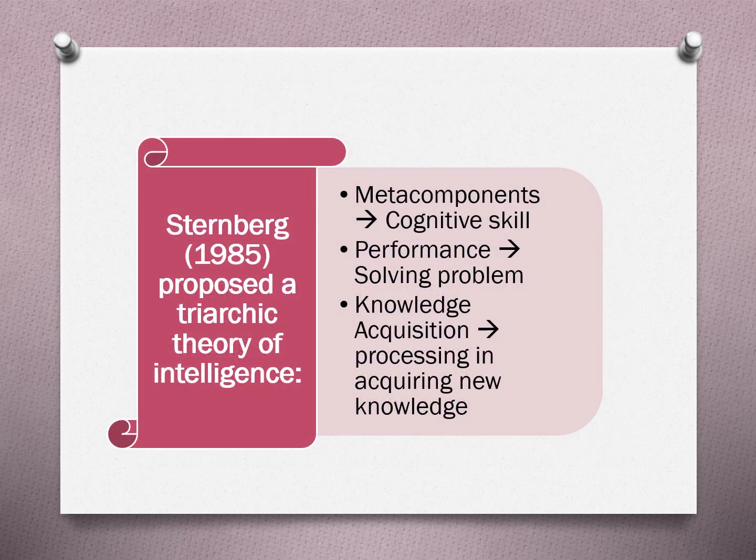Then Sternberg defines it as a triarchic theory of intelligence, which has meta components like cognitive skills, performance, solving problems, knowledge acquisition, likewise. Intelligence has been defined in many ways: the capacity for abstraction, logic, understanding, self-awareness, learning, emotional knowledge, and problem solving even. More generally, it can be described as the ability to perceive or infer information and to retain it as knowledge that is to be applied towards adaptive behaviors within an environment or a context. Yes, that is what he defines.